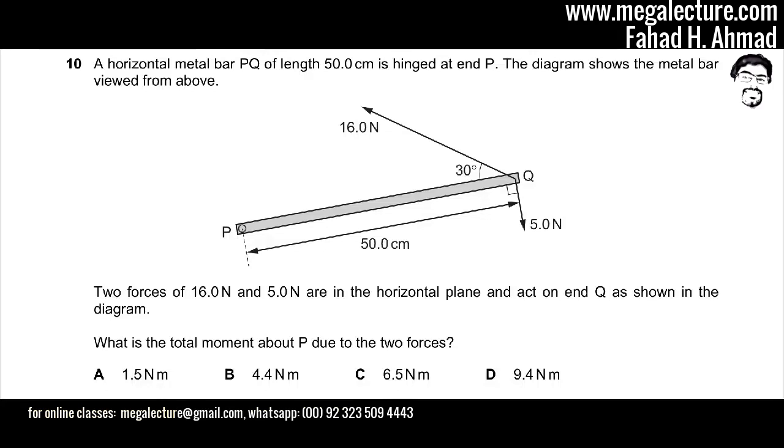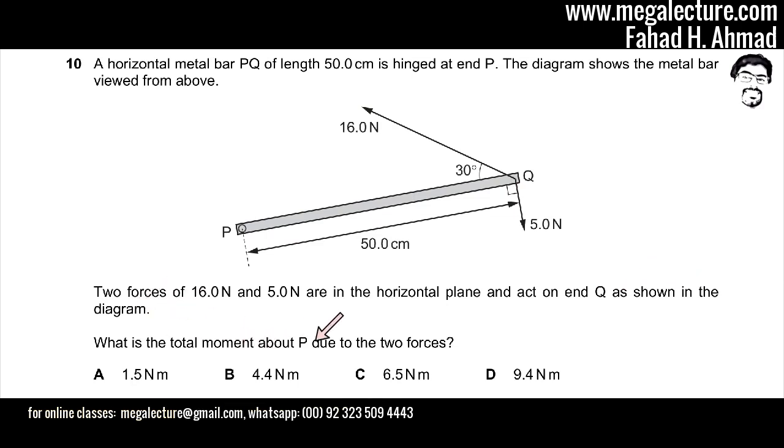The following question reads that horizontal metal bar PQ of length 50 cm is hinged at P. The diagram shows the metal bar viewed from above. So it's hinged at P, this is the pivot, and there are two forces acting on the metal bar: a 16 Newton force at a 30-degree angle, and a 5 Newton force at a 90-degree angle, and the distance is given from the pivot. This is the pivot. So two forces are acting, and this is described over here.